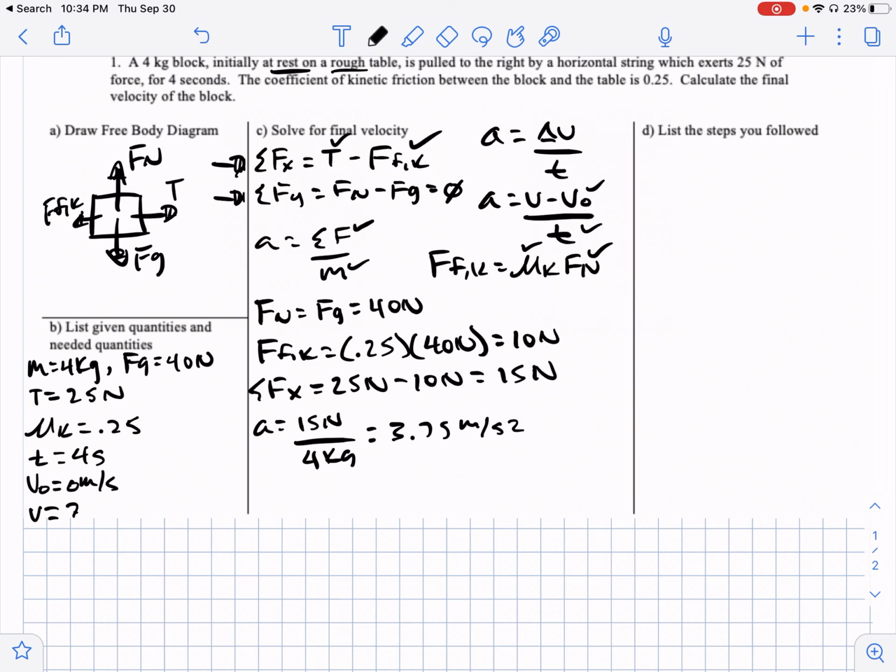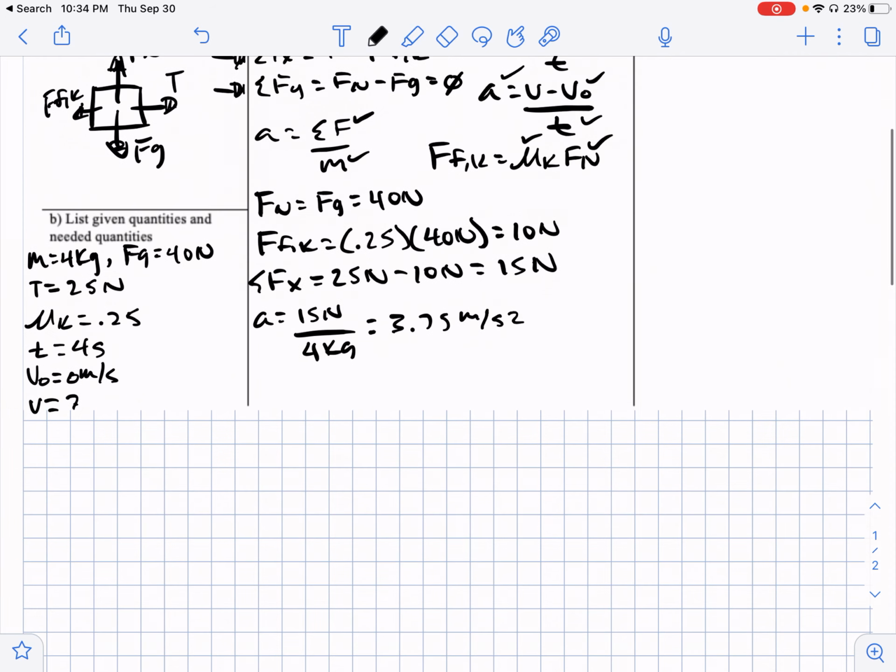Now we can go in and use this first equation that we indicated and solve for that final velocity. So let's rewrite that equation that we had up there. We had acceleration was equal to v minus v naught all over t, and we're going to solve for that final velocity. So I'm going to multiply both sides by t and then add the v naught over. So your final velocity is going to equal the initial velocity plus a times t. Now we can just plug in our values. Okay, so the initial velocity, it started at rest, was 0.